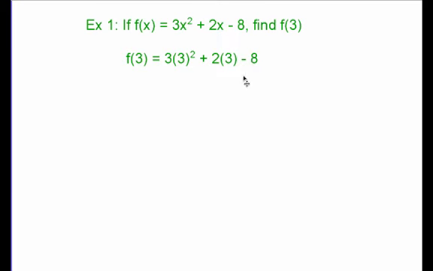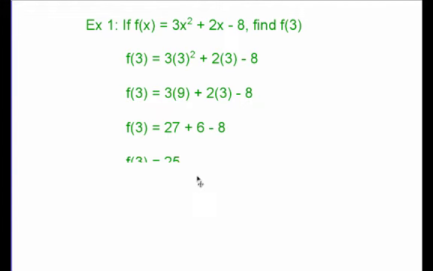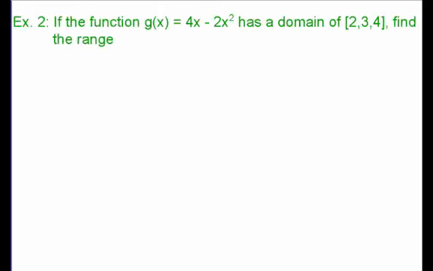Now we're just going to solve. We're going to say, okay, f of 3 equals 3 times 9 plus 2 times 3. We just squared our 3. f of 3 is 27 plus 6 minus 8. I did my multiplying. And then I do my adding and subtracting and come up with f of 3 equals 25. So all we're doing is plugging in our values and figuring out what the result is. It's just evaluating expressions.